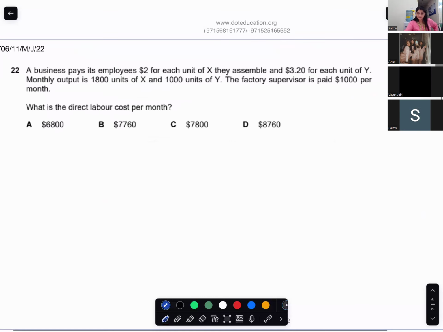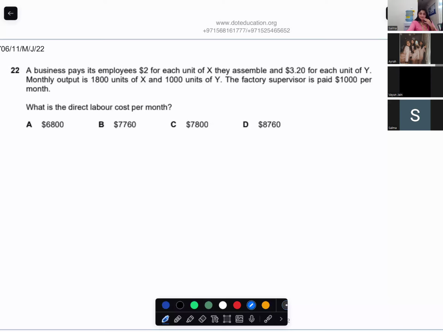Both of us will try. Read, Vayun. A business pays its employees $2 for each unit of X they assemble and $3.2 for each unit of Y. Okay, stop. Just try this sum. 1 minute.